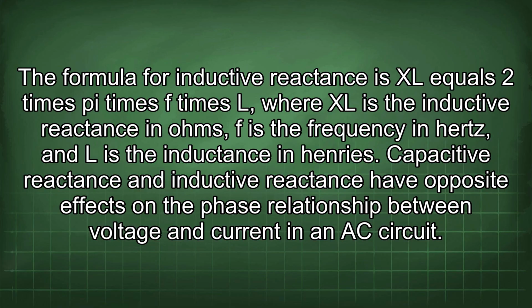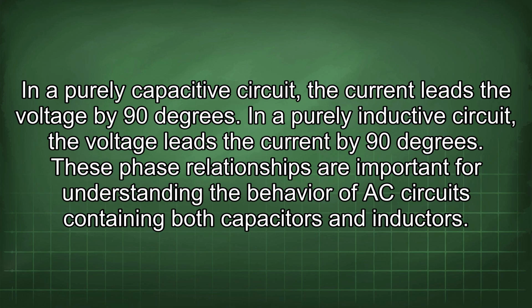Capacitive reactance and inductive reactance have opposite effects on the phase relationship between voltage and current in an AC circuit. In a purely capacitive circuit, the current leads the voltage by 90 degrees. In a purely inductive circuit, the voltage leads the current by 90 degrees. These phase relationships are important for understanding the behavior of AC circuits containing both capacitors and inductors.